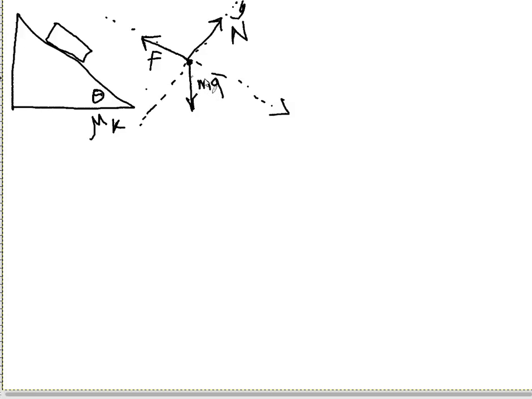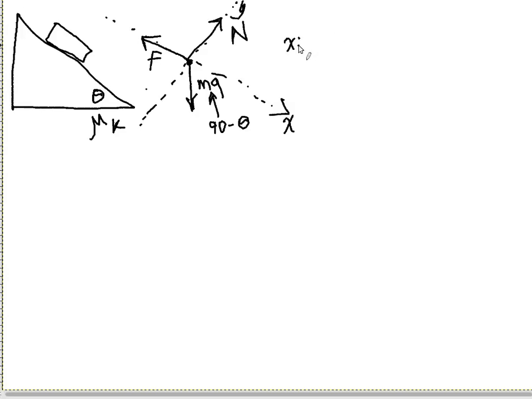So since that's slantways, I need the angle between mg and the x-axis here. So that's this angle here, which I recognize as being that angle up there. So the angle I'm going to use in there is going to be 90 minus theta. Now I'm writing 90 minus theta, but you actually use your theta, subtract it from 90, and write that instead. Alright, so now I'm ready to write the equations.